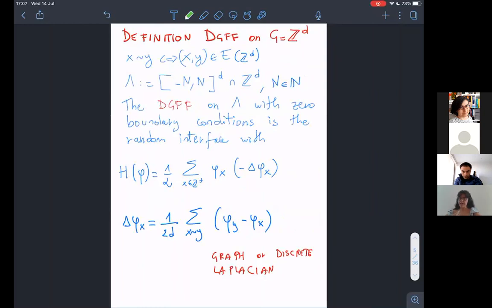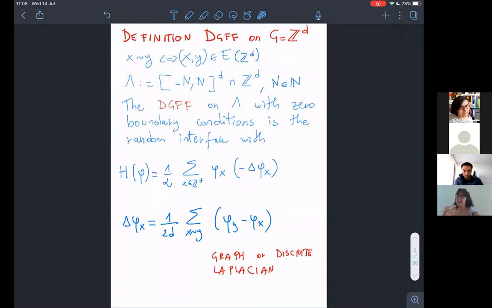I want to define the probability measure of the discrete Gaussian free field on boxes of Z^d. Now, in general, I'm going to call the side length big N. I'm using the notation twiddle to denote graph nearest neighbors in Z^d. And the ingredient I need to give you, once I've given you the box Lambda, is the Hamiltonian, the energy of the configuration.